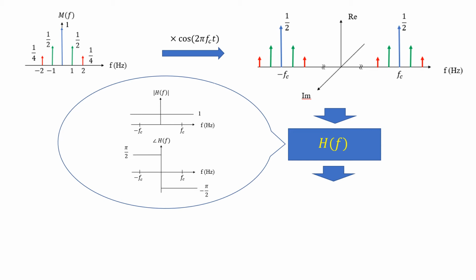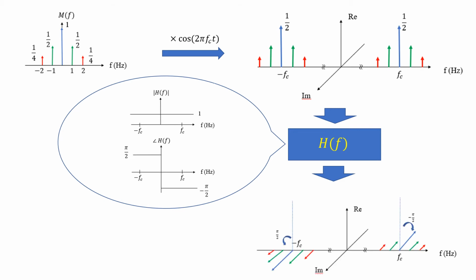We can see that the magnitude is equal to 1 for all frequencies. Therefore, the arrows should not change in length. But the phase response says that we need a negative 90 degrees phase term for all positive frequency components, and a plus 90 degrees phase term for all negative frequency components. So the result should look something like this.